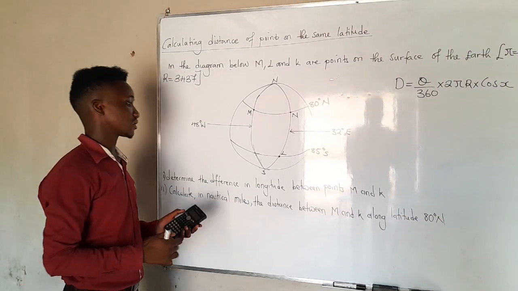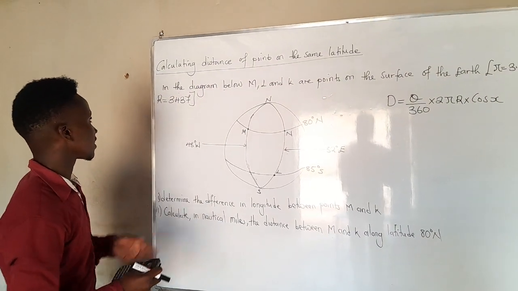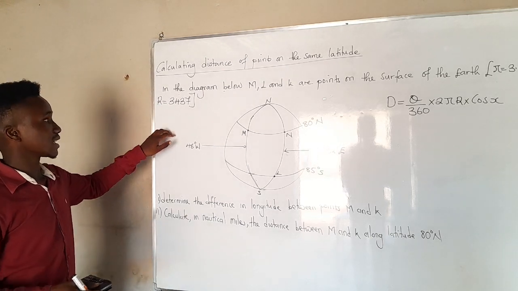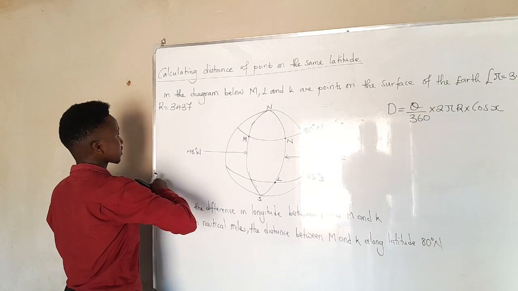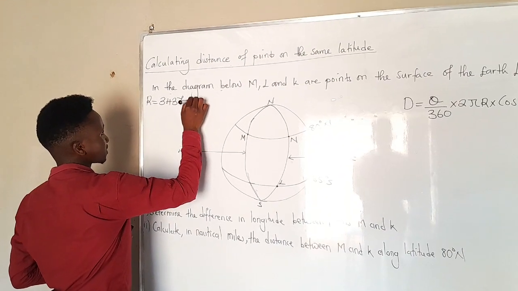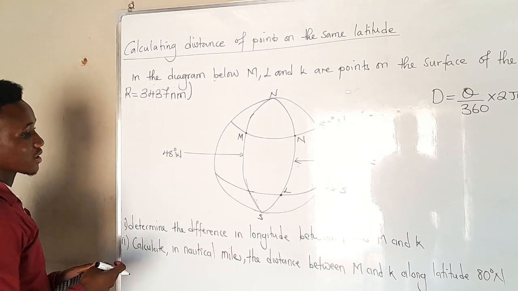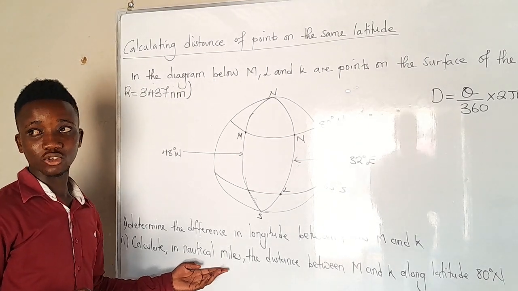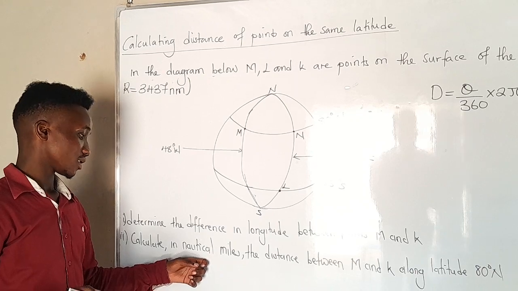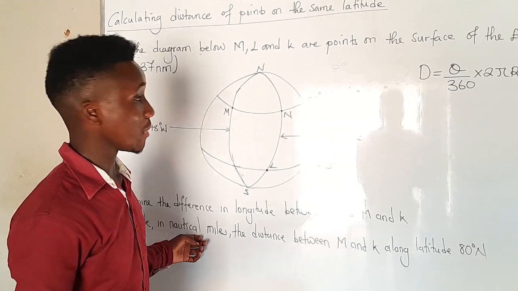So first things first, we need to know what the radius is. So there is radius in nautical miles and radius in kilometers. So 3437, this radius is in nautical miles. So everything that you are going to be calculating, they'll be asking for the distance in nautical miles. So as you can see here, they've said in nautical miles.